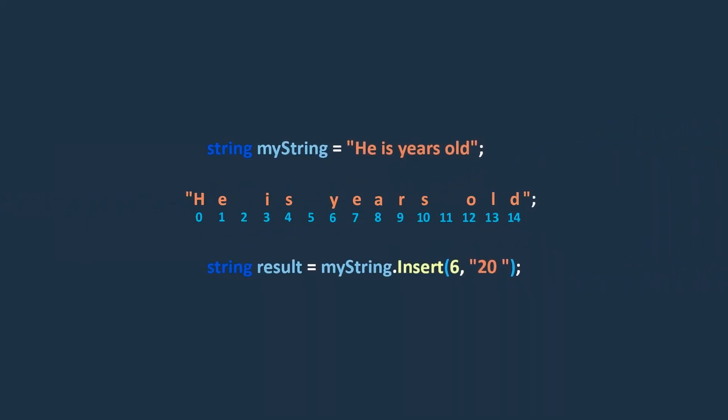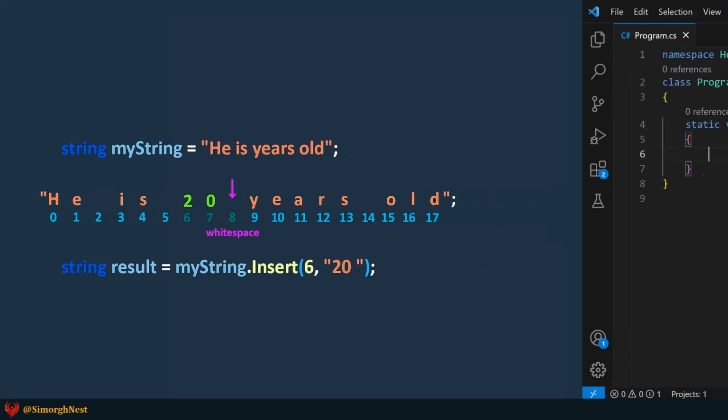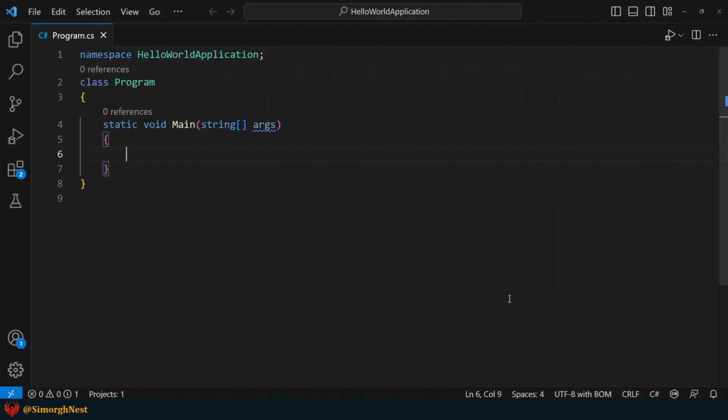For instance, if we wanna insert the number 20 into the myString value, we would need to pass 6 as a start index and 20 plus whitespace as a specified string. In this scenario, the result would be he is 20 years old. Now, let's jump into VS Code and see this method in action.